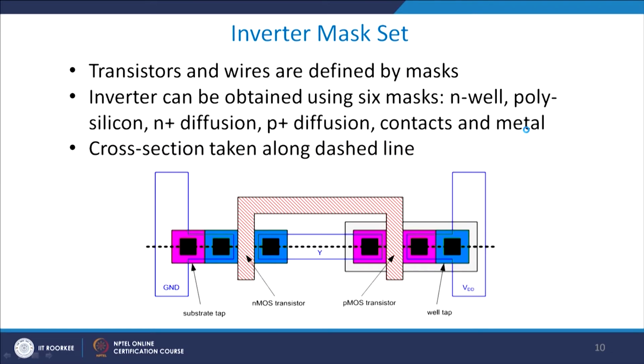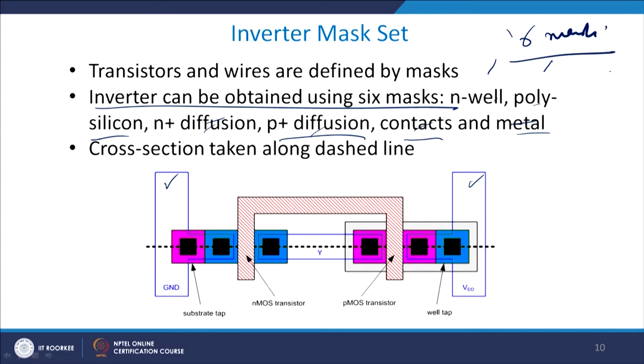Now, let me come to the inverter mask set. We have transistors and wires defined by masks. So, these are basically the masks which are available with you, and an inverter can be obtained by using 6 masks: N well, polysilicon, N plus, P plus diffusion, contact and metal contact in metal. So, it is 1, 2, 3, 4, 5 and 6. So, you require 6 masks in order to do it.